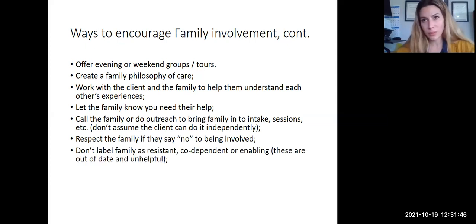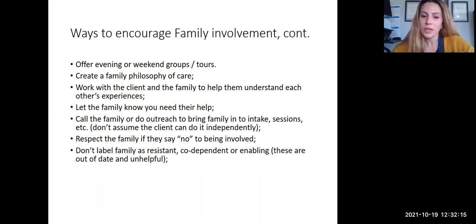So if family members don't want to be involved, that's okay too. We recognize that there may be a lot of hurt and pain there, and now it's just not the right time. But you keep asking, right? You ask when it's appropriate, and work really hard not to use some of the old language that comes out of substance use literature, such as labeling family or identified patients as resistant, codependent, enabling. These are really out of date labels. They don't have a lot of research to support it. And they're just in general unhelpful.